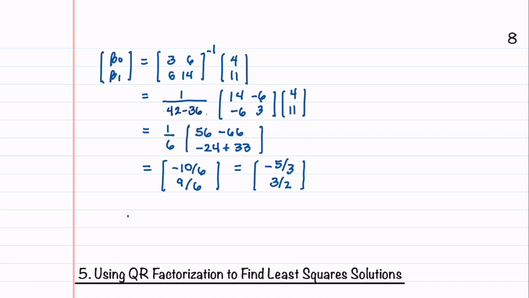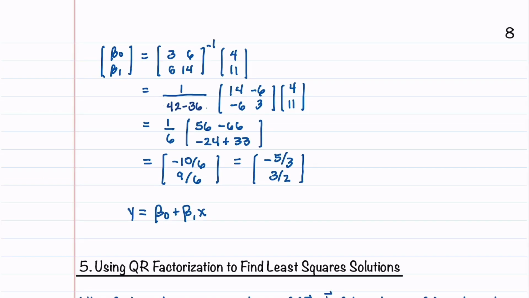Our line of best fit is y is equal to beta 0 plus beta 1 times x. We can then write down that our line of best fit is y is equal to minus 5/3 plus 3/2 times x.